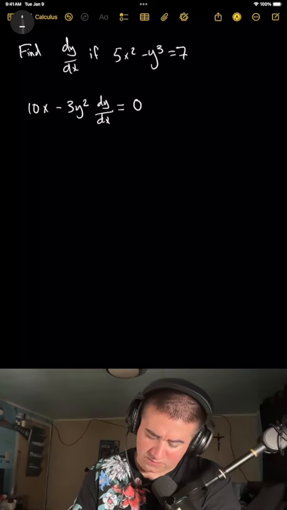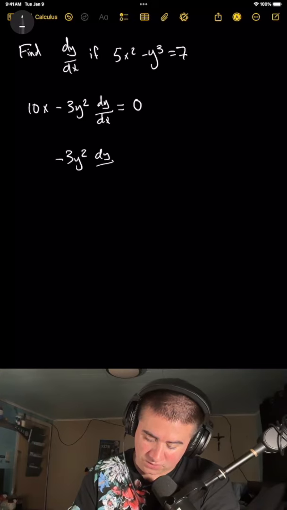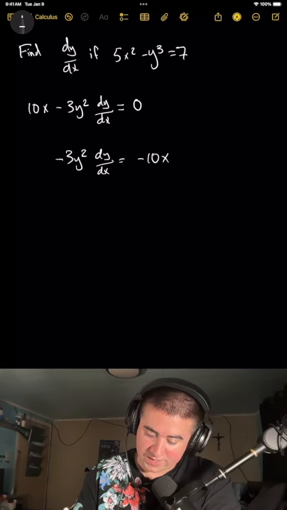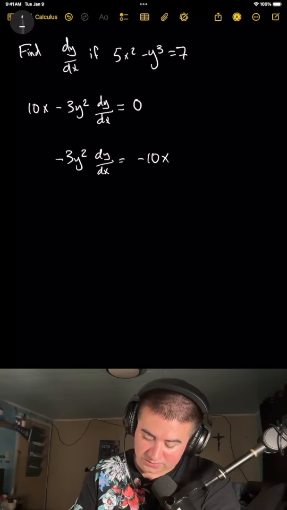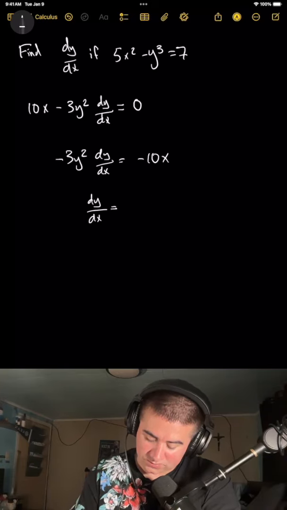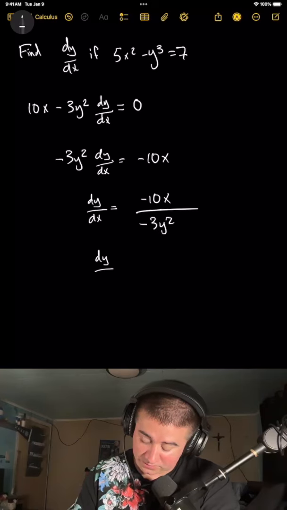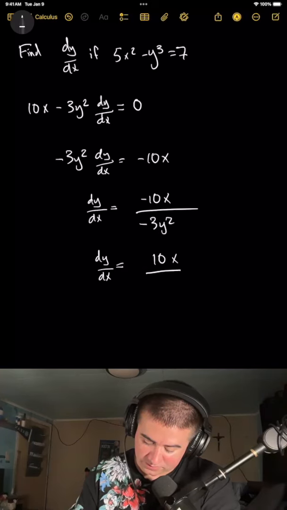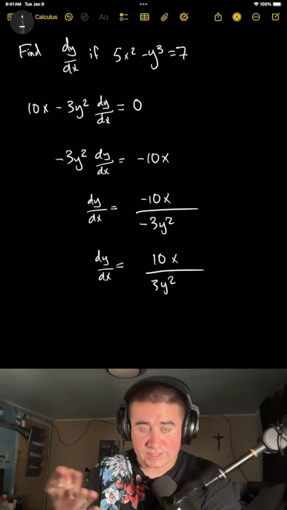And now we can solve for dy/dx. So let's first subtract the 10x. So we're going to have negative 3y squared dy/dx is equal to negative 10x. And then we can divide by the negative 3y squared. So dy/dx is equal to negative 10x over negative 3y squared, which is actually just 10x over 3y squared. So technically, this is dy/dx.